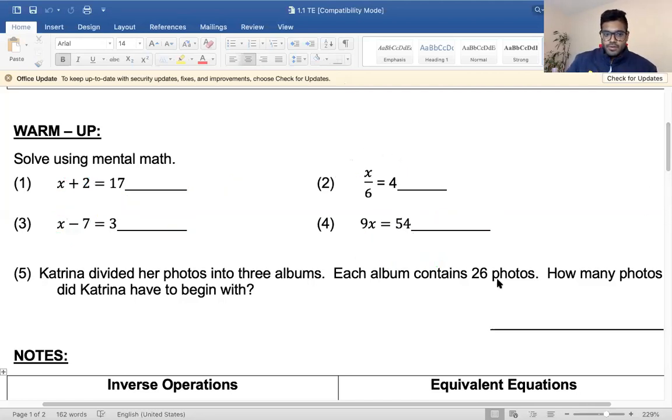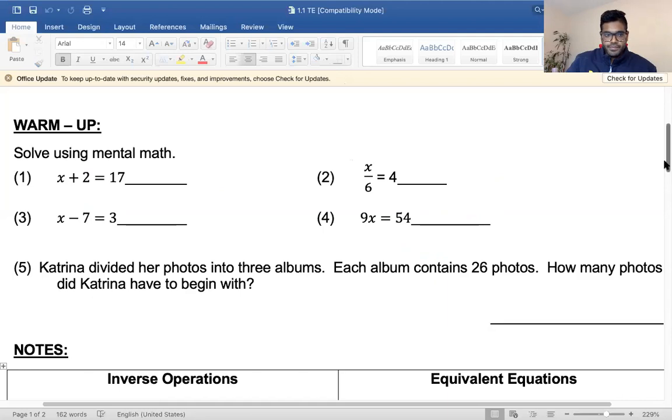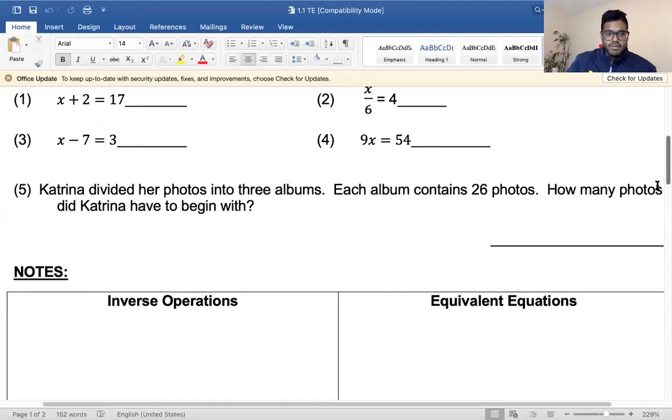Okay, let me scroll up here a little bit. So now, same type of problem here, but this time we just got some words in here, right? Math is just a language, so we can use math to solve real life problems. So here we go. We got Katrina divided her photos into 3 albums. Each album contains 36 photos. How many photos did Katrina have to begin with? Right, so what do we know?